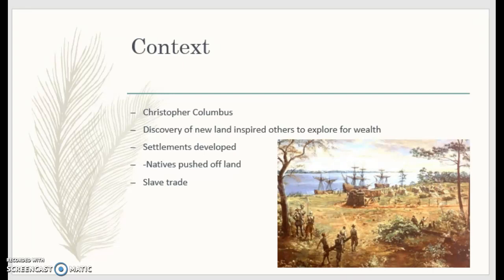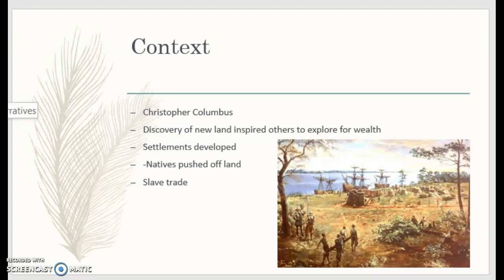As more and more explorers returned with tales of the new land, Europeans began to travel to America, to settle there in the hopes of new prosperous lives. As the colonies began to develop, more native people were pushed off their land, and the slave trade to America began as a means of helping develop the new country.